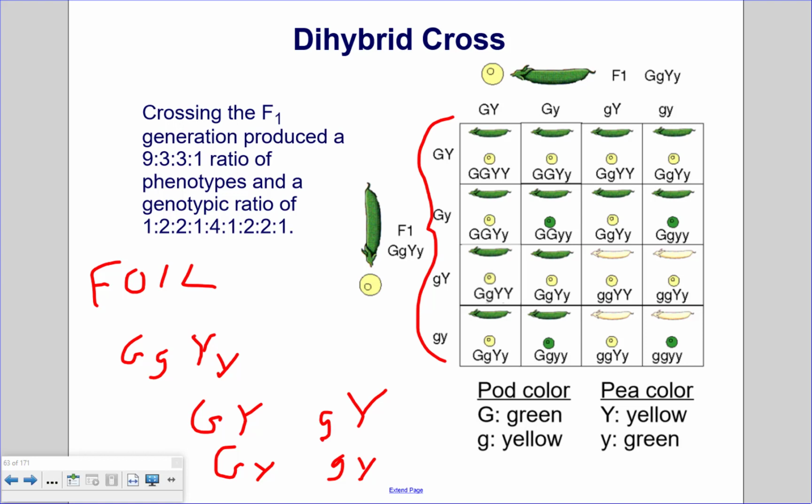We put those four gametes on each side of the Punnett square, one set of gametes for one parent, one set of gametes for the other, and then like doing the monohybrid cross, we just match up the alleles in each of their individual boxes, remembering to keep the letters together. So keep the G's together and the Y's together.